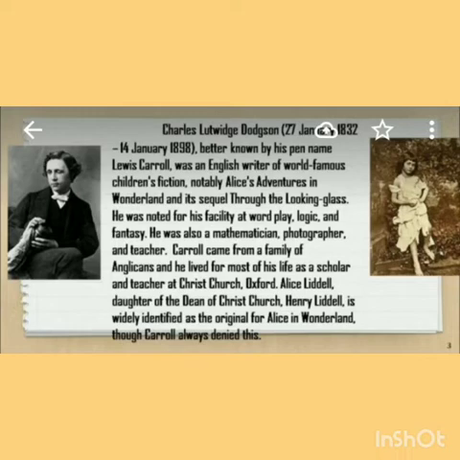Alice Liddell, daughter of Henry Liddell, is widely identified as the original for Alice in Wonderland, though Carroll always denied this. He wrote the story based on Alice Liddell. Even though he denied it, that is the true thing. You can see Alice in the picture. This is the author introduction of the story, Alice in Wonderland.